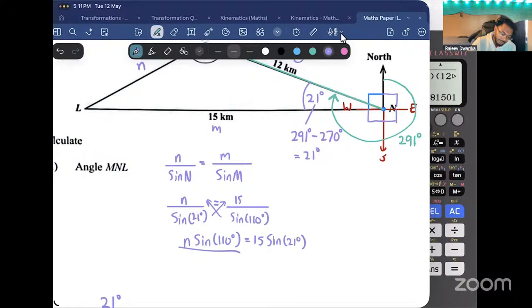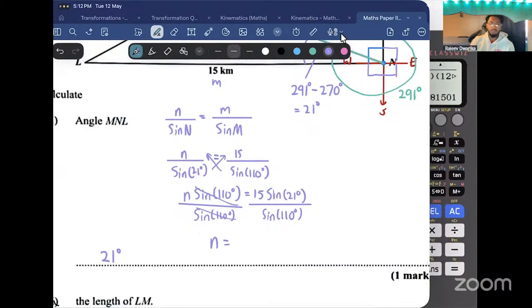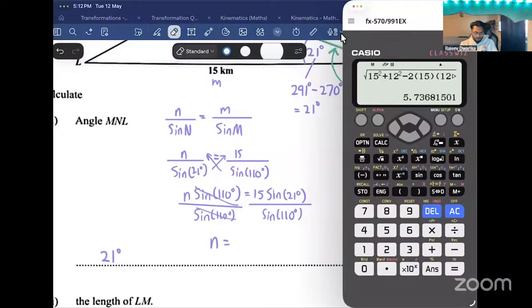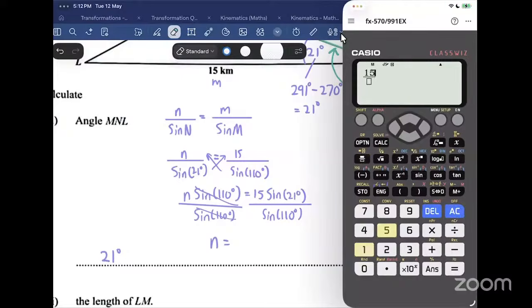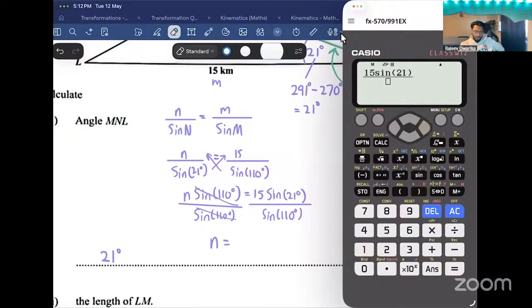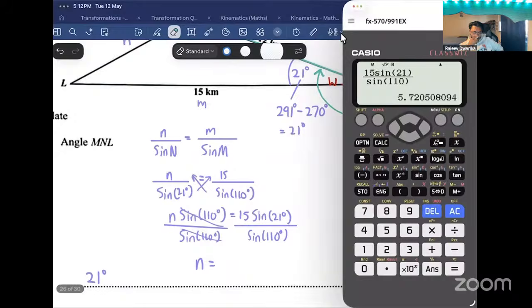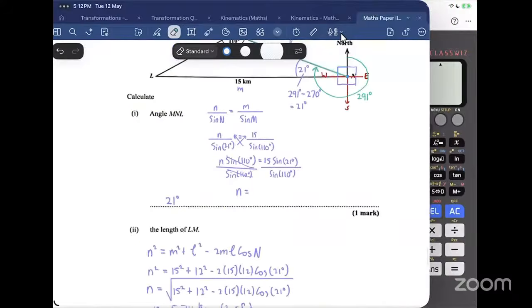So you're gonna divide by sine 110 degrees on both sides because you want to find n. And it's gonna cancel off. Plug into your calculator and you should hopefully get something like 5.7. Should, because math's bad like that. 5.74. When you run it off, you're gonna get 5.72. Yeah, but CXC will not give it wrong, huh?